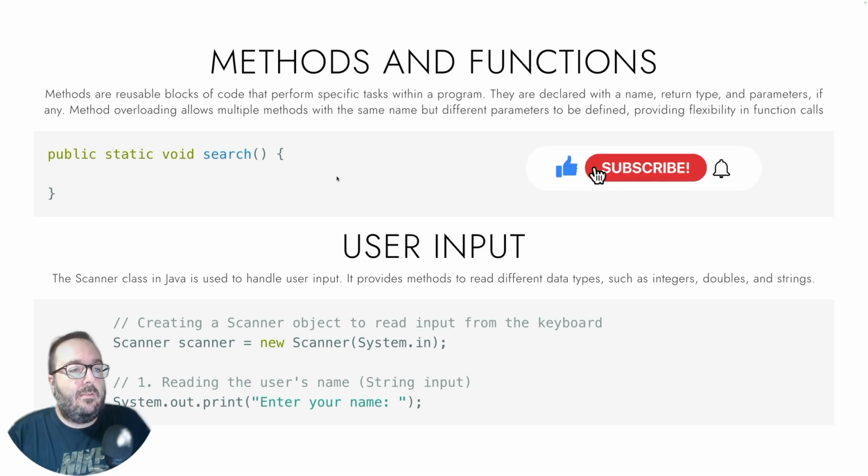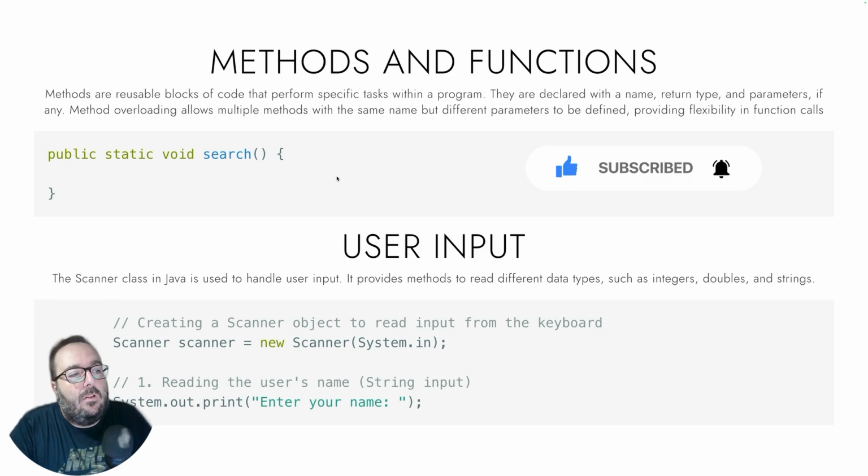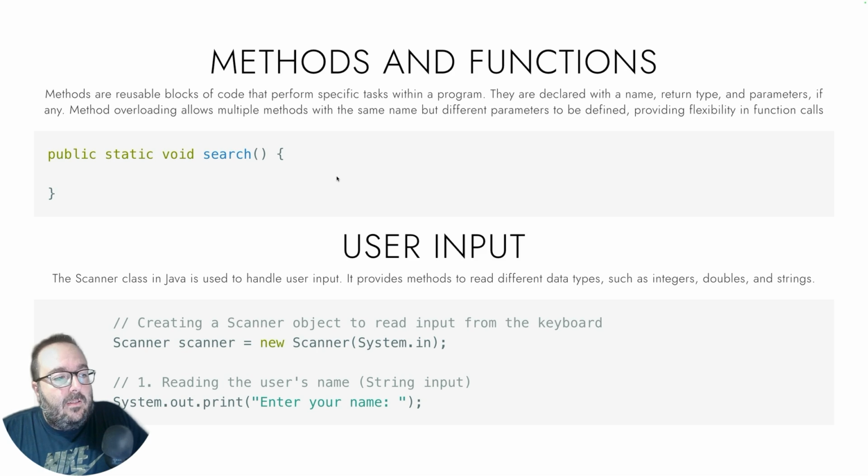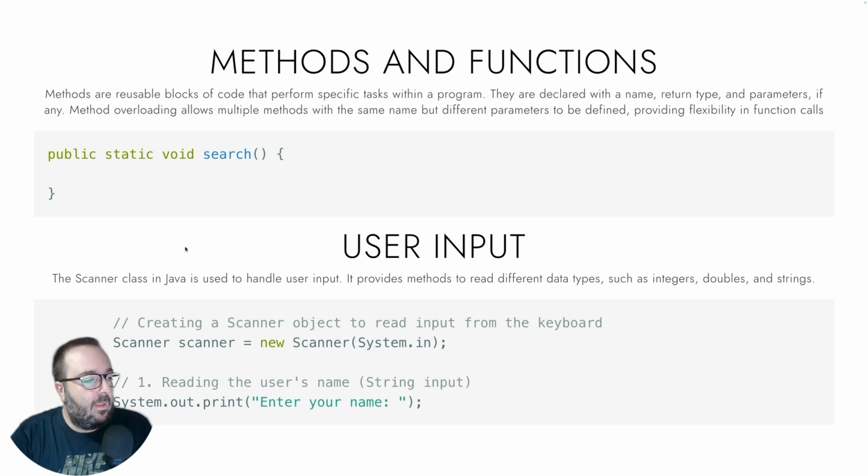Our next topic is methods and functions. Methods are a reusable block of code that perform specific tasks within a program. In order to create a method, you need to define the name, the return type, and some parameters, if there are any, right? So in the example that you can see on this slide, we don't have any parameter. We have the search method that is not returning anything. When you see void, it means that it's not returning anything, but it's doing something, right? So in this case, it is searching for something.